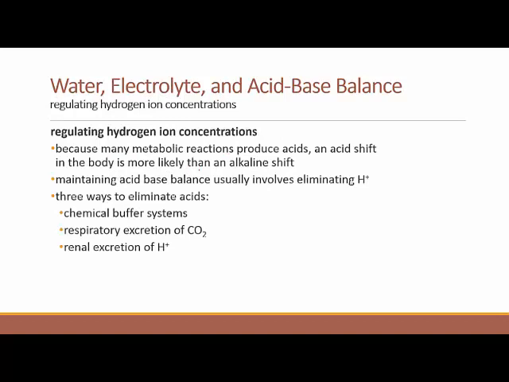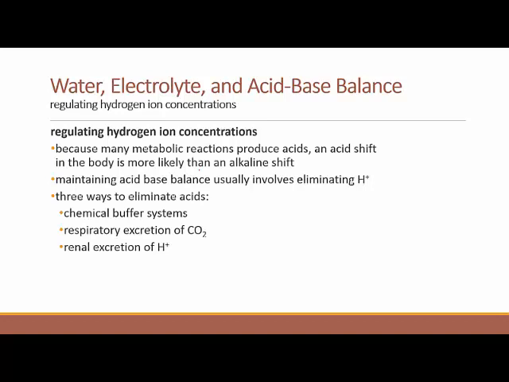Because most of the metabolic reactions occurring in the body make acids as a byproduct, it is much more likely for the body to experience a shift toward the acidic end of the pH scale than toward the alkaline end. So in general, not always, but in general, maintaining acid-base balance in the body usually involves either removing hydrogen ions from the body, or reacting those hydrogen ions with something else so that they are no longer dissolved in solution.